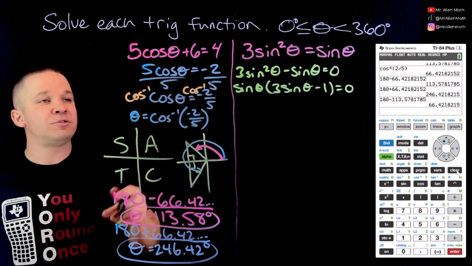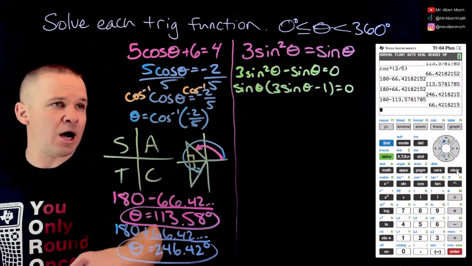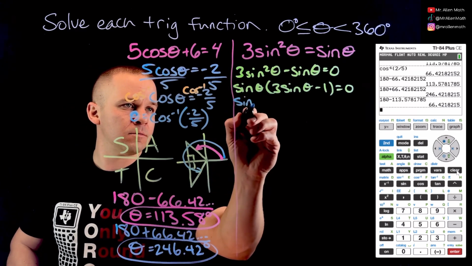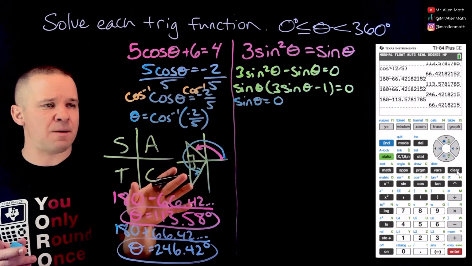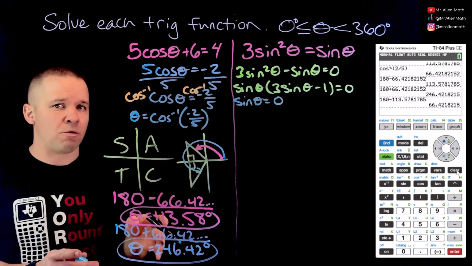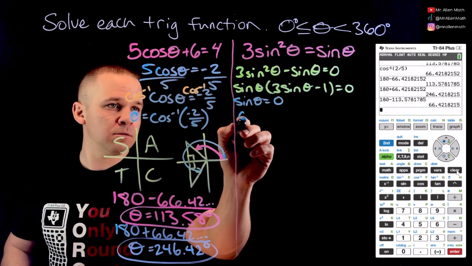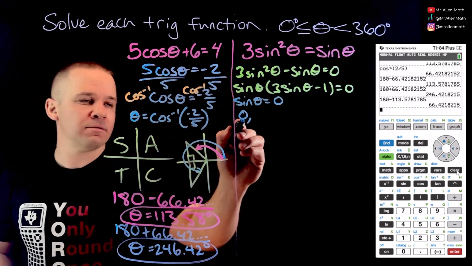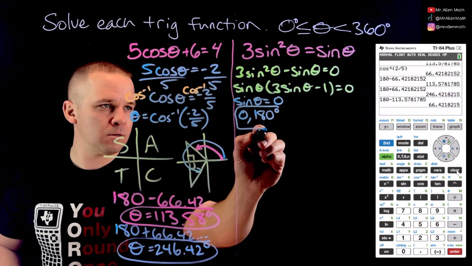Okay, so now I have 2 different trig functions, and I'm going to use 2 different colors here. Sine of theta equals 0. I can actually solve that one. That one's not bad, right? Sine is my y coordinate. When is y 0? That's when we'd have 0, right? And then at 180. So there's 2 of my solutions already.